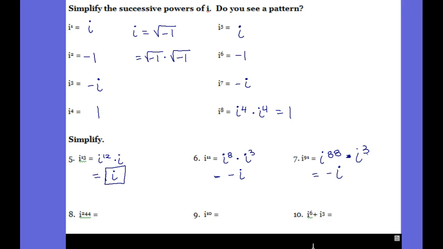Okay, 244 is close to what multiple of 4? What'd you say? 240. I mean, is 244 a multiple? Yeah. So it's just 1. Even if you said 240, then you went 241, 242, 243, 244. So i to the 244 is 1. Okay, i to the 10 would be what? Yep. Because it'd be like i to the 8, 9, 10.